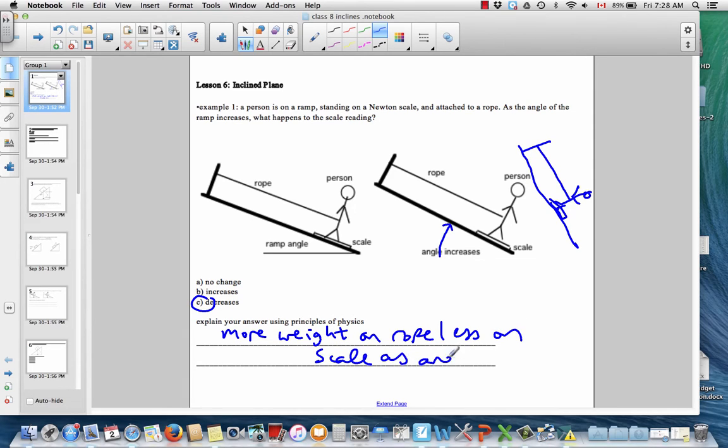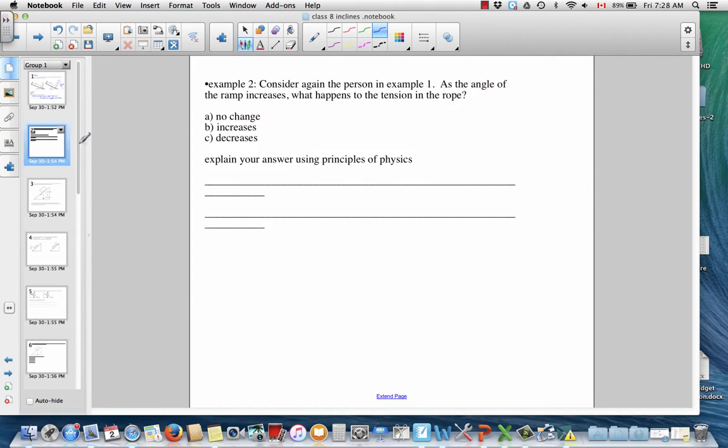as the angle increases. I've wanted for years to build this apparatus, but just haven't found a decent place to stand it up. Okay, so the next question we've already answered. As the angle increases, the tension in the rope increases, and we've already given the reason.